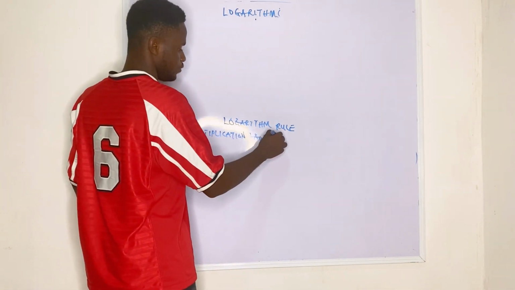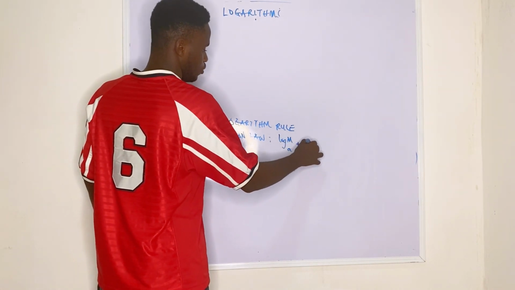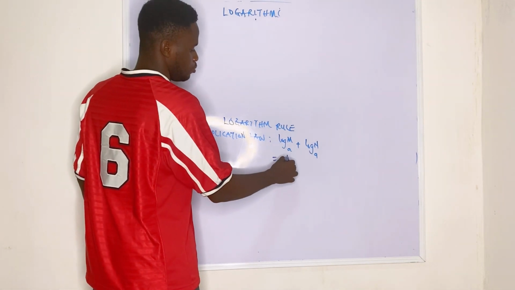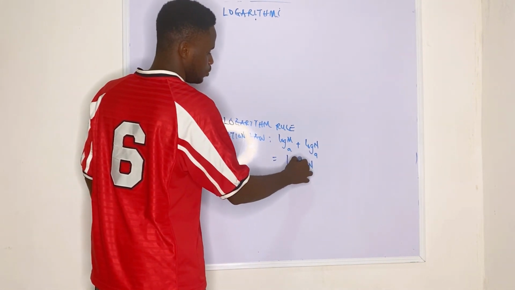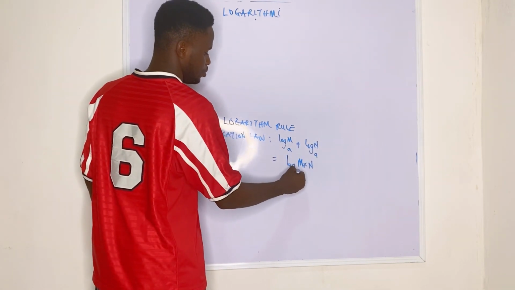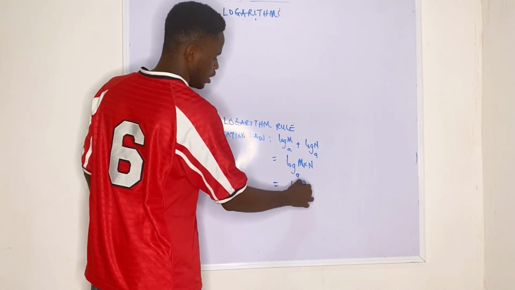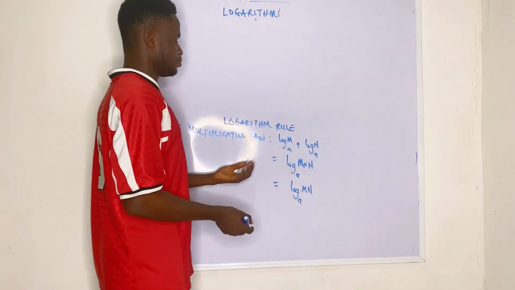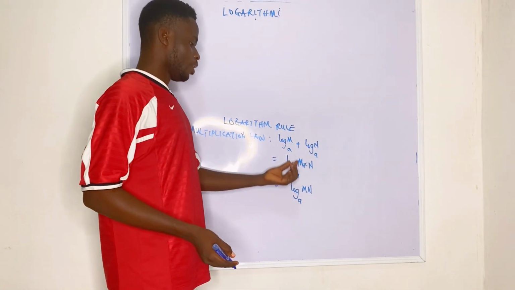So the law states that if you are adding two logarithms of numbers of the same base together, you simply multiply the numbers. So this one will simply give us m times n base a, and that would be log mn base a. So if I am given log of two numbers, they must be of the same base. If they are not of the same base, you cannot apply this.